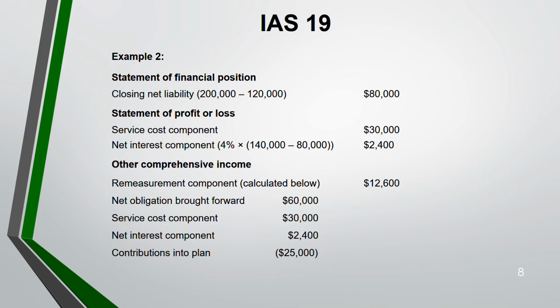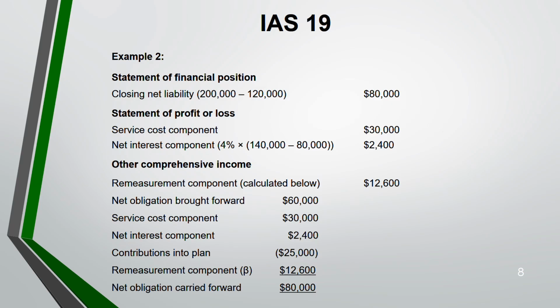You understand? Service cost you will add. Net interest you will add. Contribution you will deduct. And the remeasurement component is a balancing figure because you have been given the carried forward balance. How? Simply take your present value at 31st December and fair value at 31st December, and take the difference. Here also present value is more. 200 minus 120, difference is 80,000. So it's a net obligation. The remeasurement component is simply the balancing figure, which will go in your other comprehensive income.